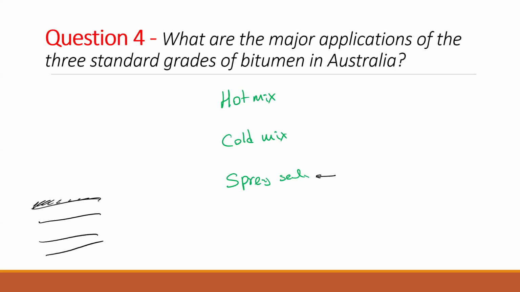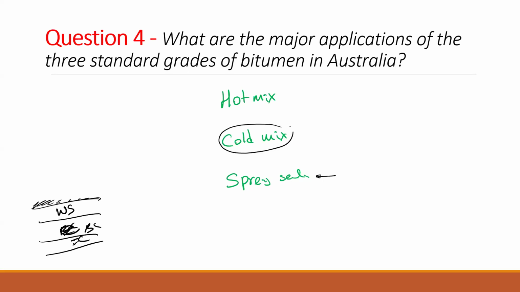Just aggregates. So in the hot mix, when we are doing the wearing course, base course, or intermediate course for a new pavement, we heat and mix the bitumen and the aggregates on the site. So we need to have the machineries and all the equipment to heat and mix while we are doing it on the site. And it's not economical like cold mix.